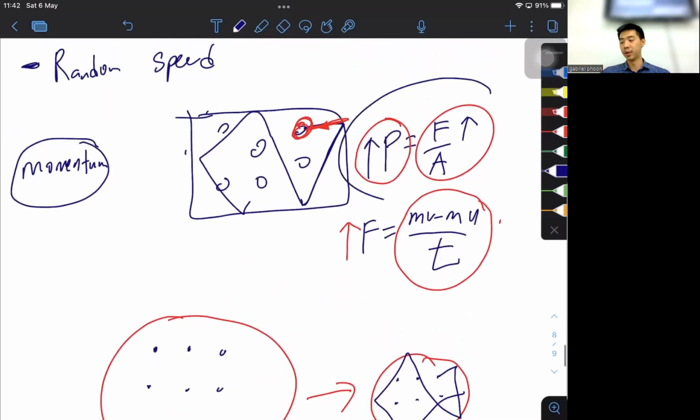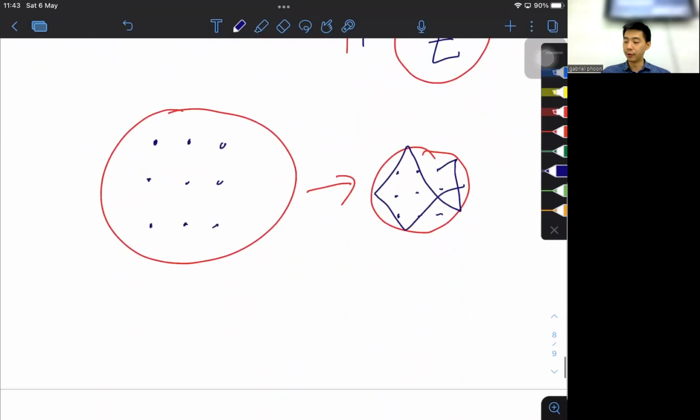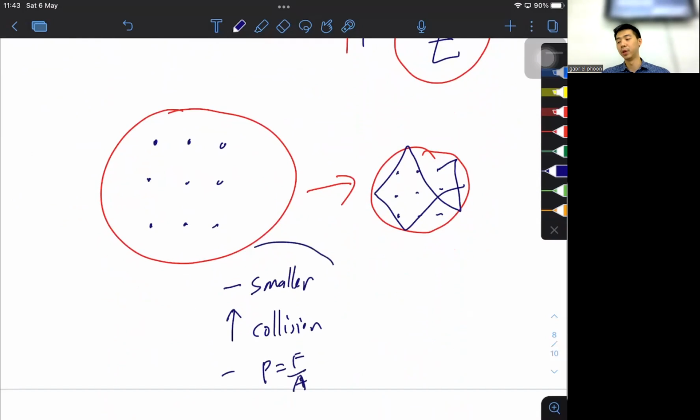Then after that, you're supposed to explain this again. So in this one here, you're supposed to say a few things only. There's a smaller space, right? There's an increased rate of collision. And then ultimately, once again, the force per unit area increases. And then the pressure increases. Guys, these are the few things you must know.